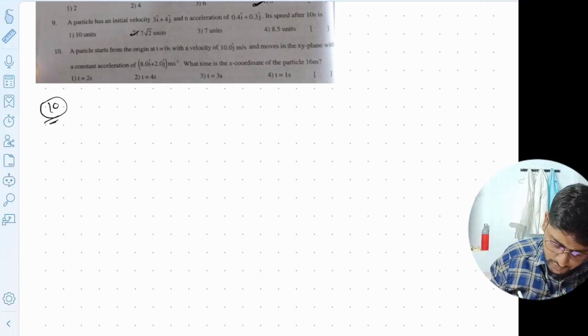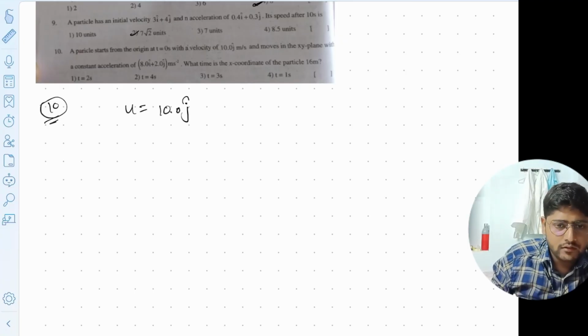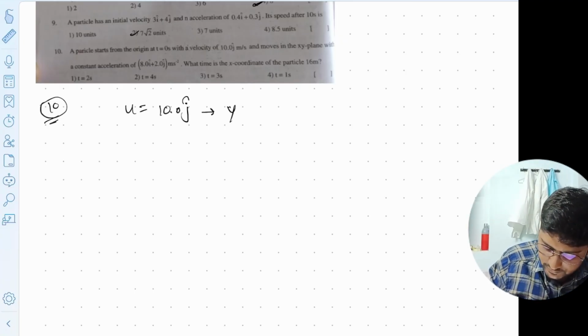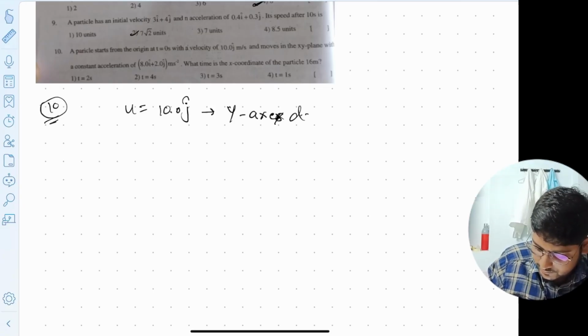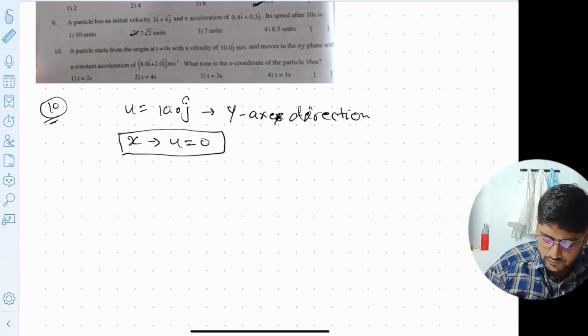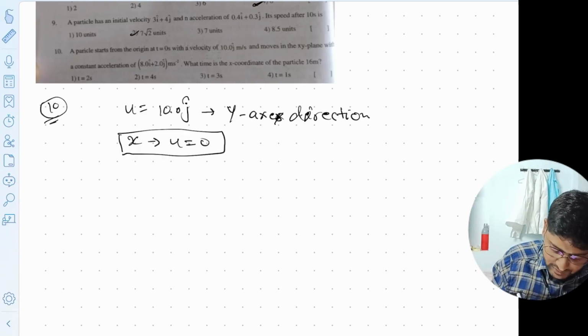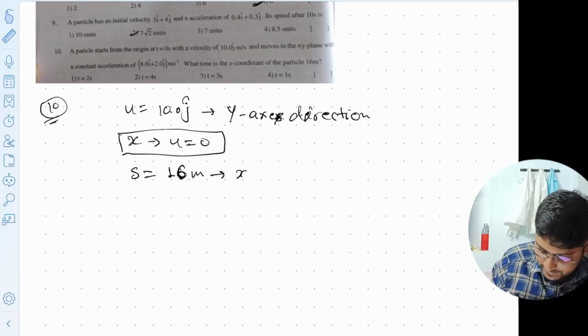Solution of question number 10. Initial velocity is 10 j cap, so it is in the y axis direction, which means in the x axis u equals 0. We have to find in the x axis direction 16 meter, so displacement s is 16 meter in the x axis direction.